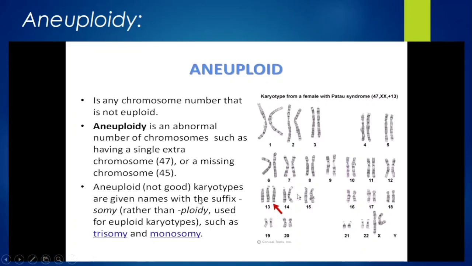So as I told you before, our main objective is the aneuploidy. So aneuploid is any chromosome number that is not euploid, which means it is an abnormal number of chromosomes in which there will be an extra chromosome, which means it will become 47, or a missing chromosome, which will become 45. Aneuploid karyotypes are given names with the suffix somy rather than ploidy used for euploid karyotypes, such as trisomy and monosomy. Both of them are very common.